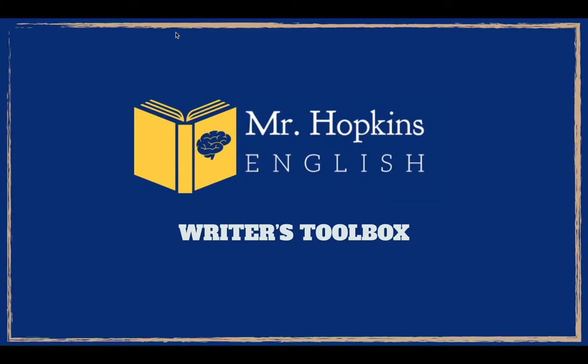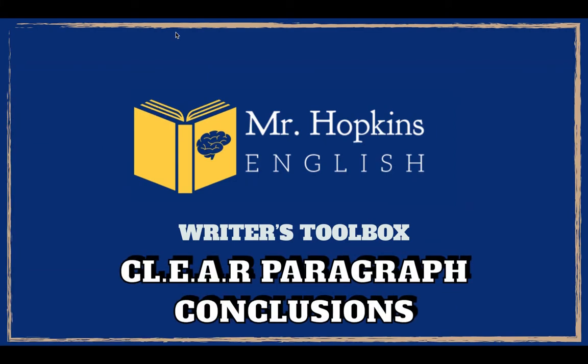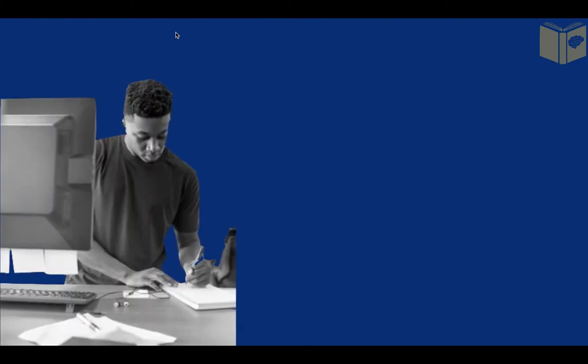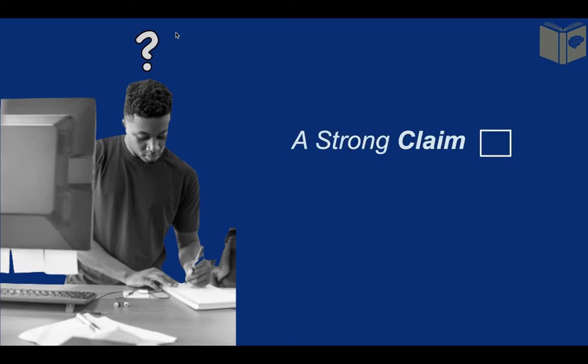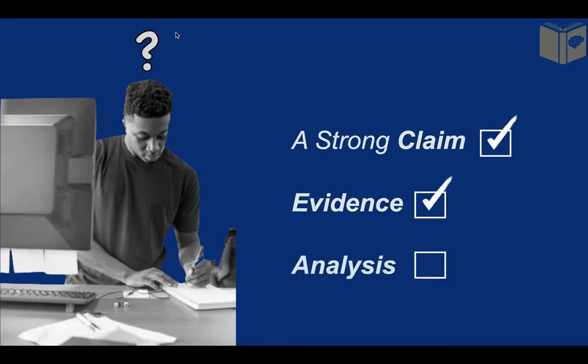In this Writer's Toolbox video, I'll be talking about clear paragraph conclusions. So, you've done some writing, you've written your paragraph, but it just doesn't feel complete. You double check, you've got a strong claim explaining the what and the how or the why. You've got evidence that's been carefully selected, embedded, and it's cited. You've analysed your evidence using the 3-level system, writing why it's important. But it just doesn't feel complete.